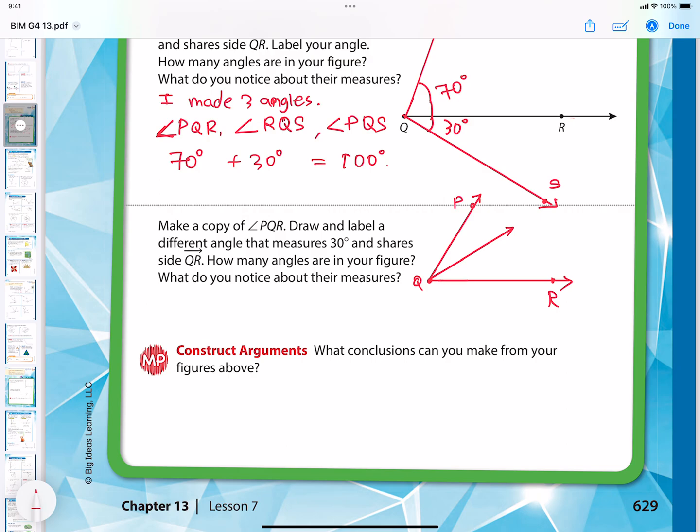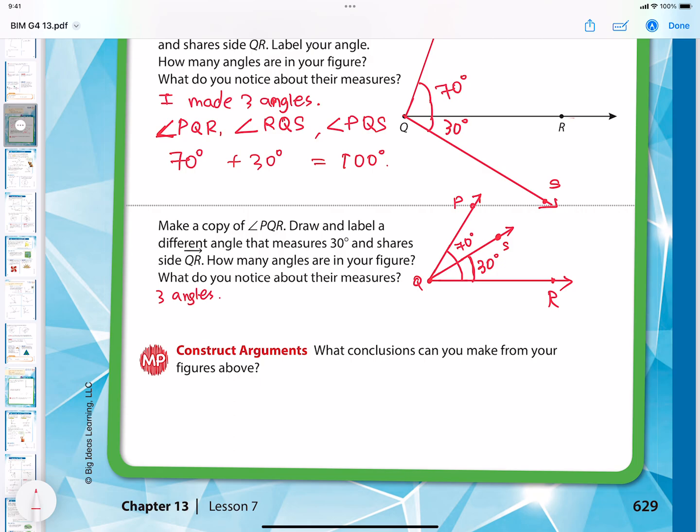Okay, so together is 70 degrees. Okay, and I just draw this. The other one is 30 degrees. Okay, and maybe I can just name this S again. So how many angles? 3 angles. And what do you notice about their measures?